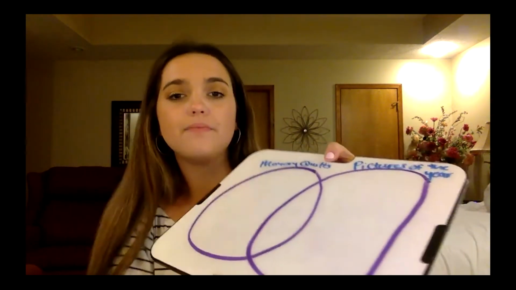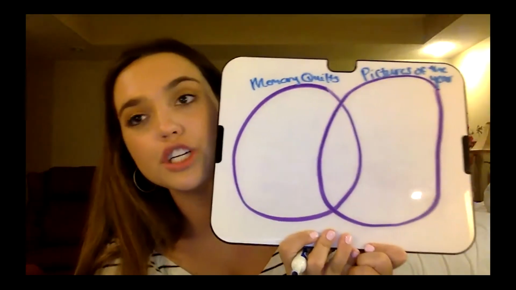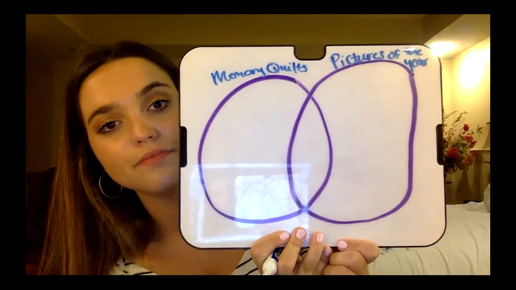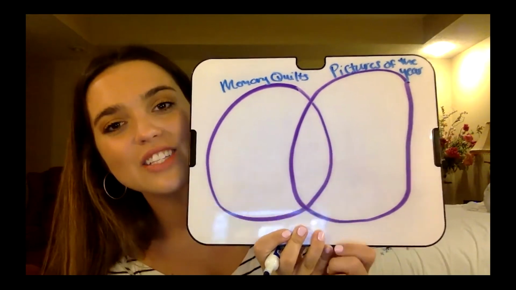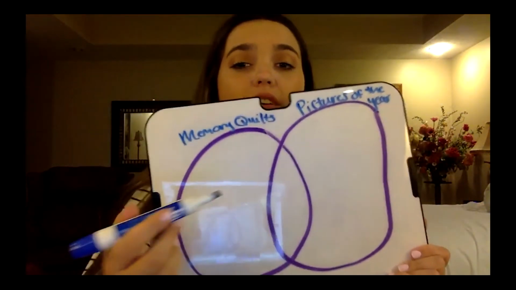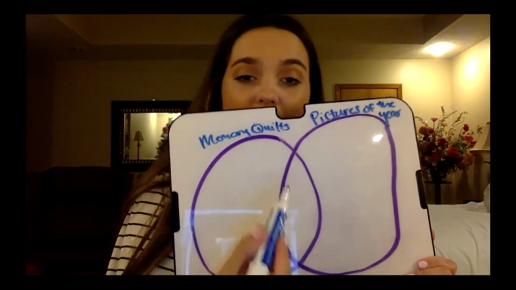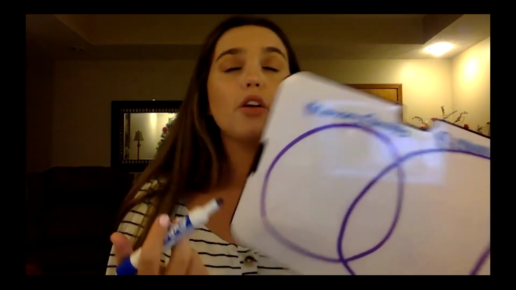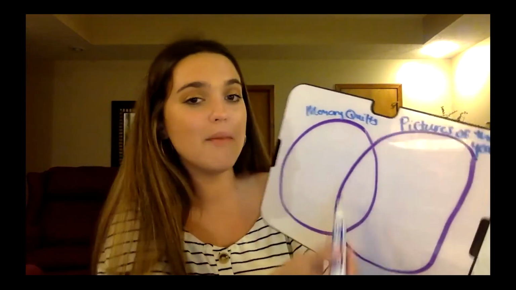Awesome. So here is what that looks like for you guys. In using this Venn diagram, we are going to put the similarities of the two in the middle. So we'll look at both texts and think, what was similar about them? Maybe they had some details that were the same or similar. We can write those in the middle.